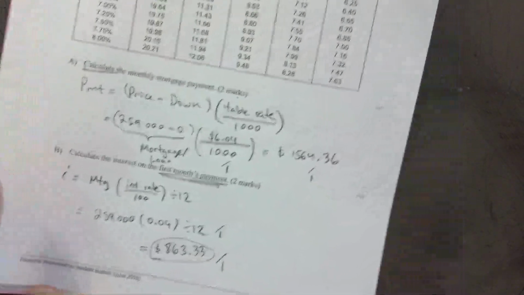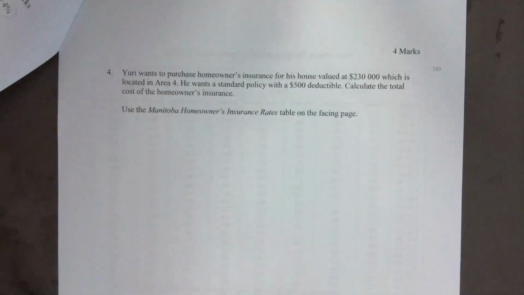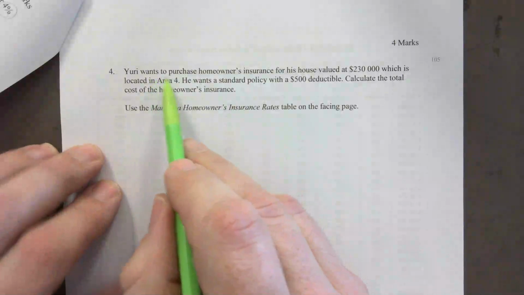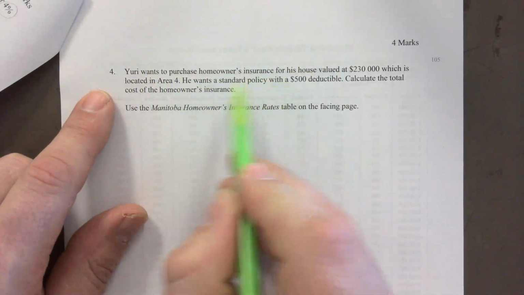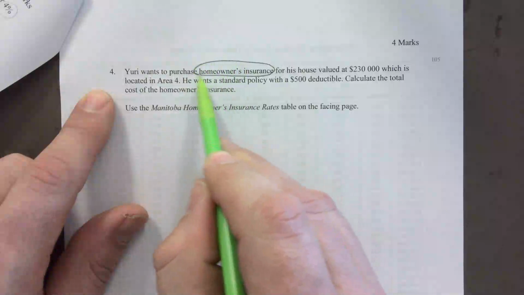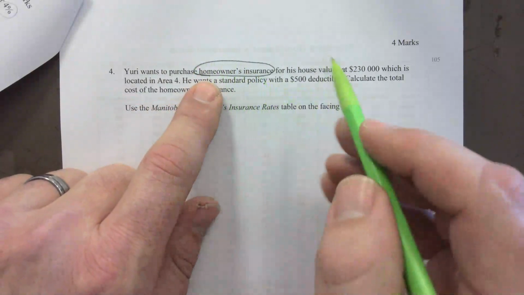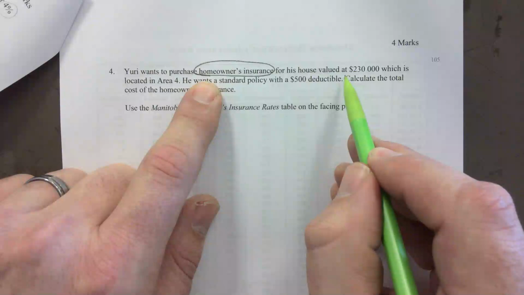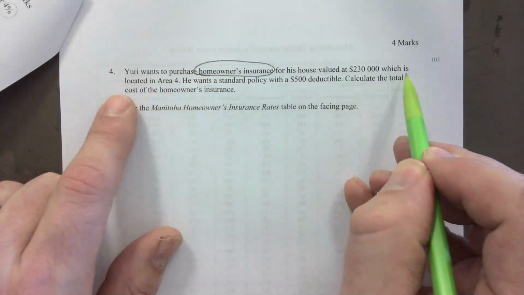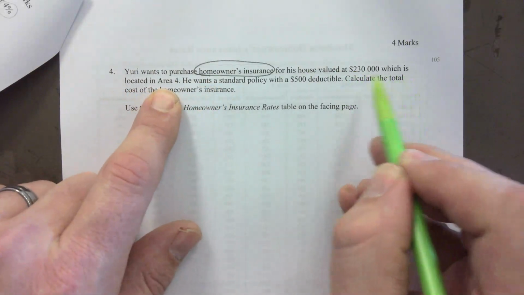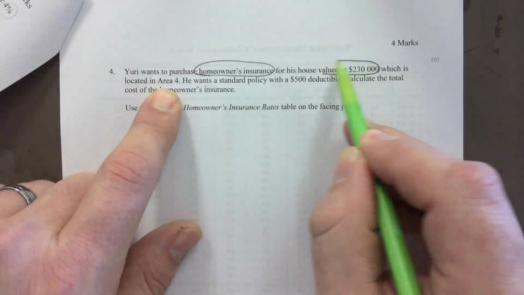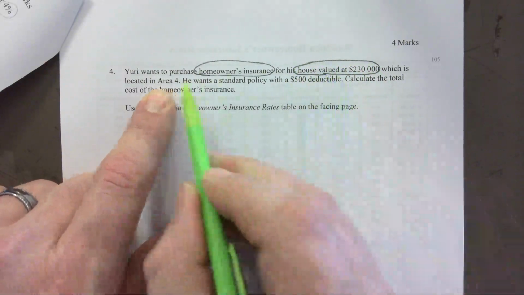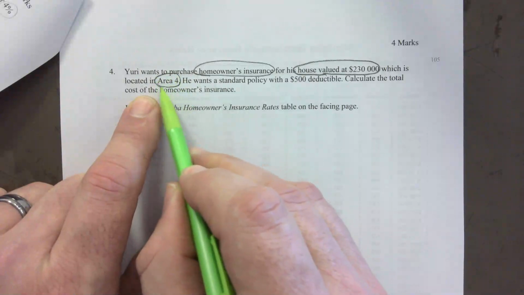Page 4. And again, I can't go too slow because I would like to go through this today, okay? Jury wants to purchase homeowners insurance. Okay, so it's not tenant insurance, it's homeowners insurance. And the house is valued at $230,000, which is located in area 4. So you do need to know what the house is valued, where it is.